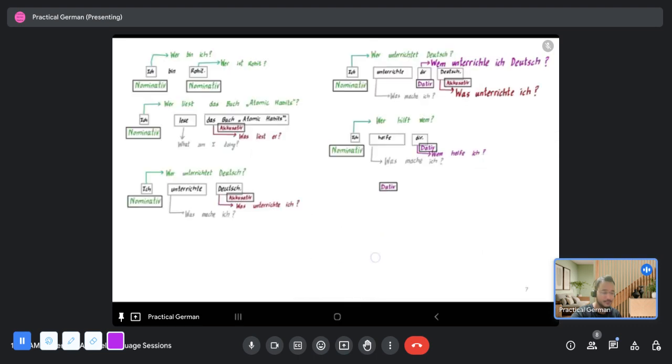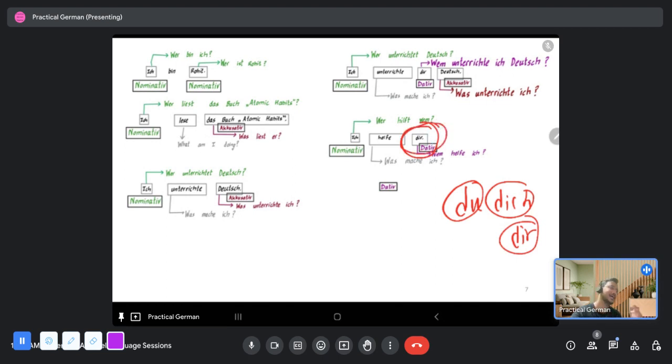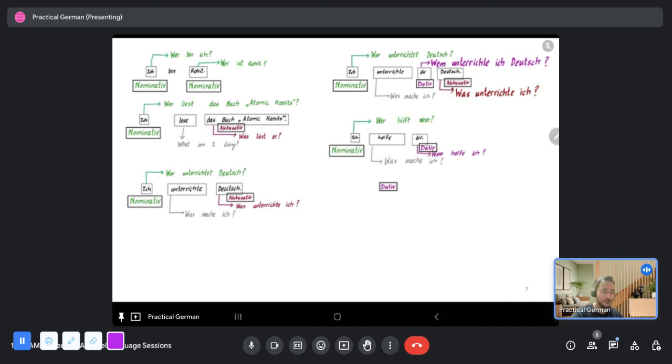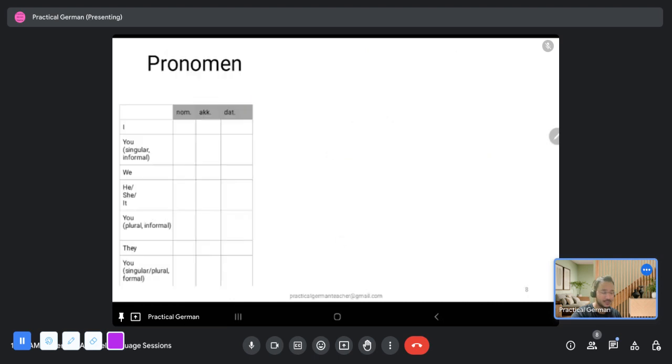Okay. So why is all this important? Because for example, this dia, right? As I said, so you have du, then you have dich, then you have dir. This is nominative. This is accusative. This is dative, and that's why this is dir. You cannot say ich helfe du. Again, I know people who say ich helfe du. I will know what you're trying to say, but I will also know that your teacher did not put enough time with you. Your teacher did not scold you for not doing homework. So this is why it's important, right?